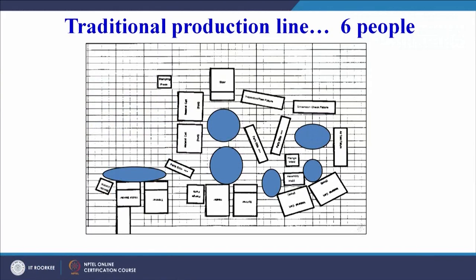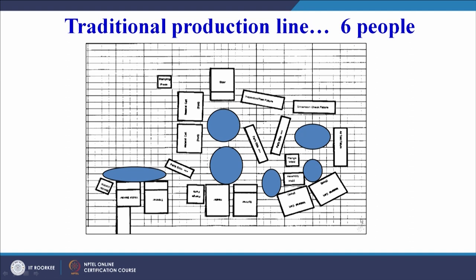Now this is, you can see, traditional production line. 6 people are working here. These are all the workstations. The square and the rectangular boxes represent the workstation, and these blue circles and ellipses, they represent the people or the working area of a particular person. So if we count these blue circles or ellipses, we can see 1, 2, 3, 4, 5, and 6. So 6 people are managing this total production line.